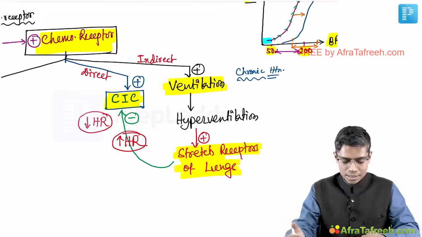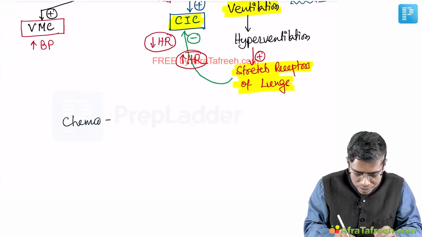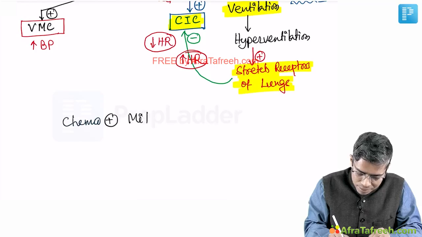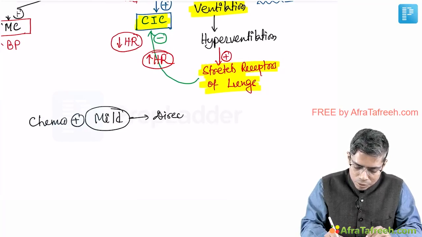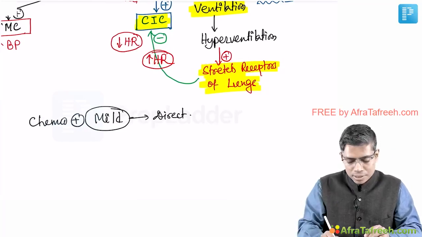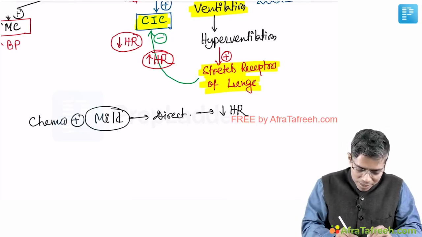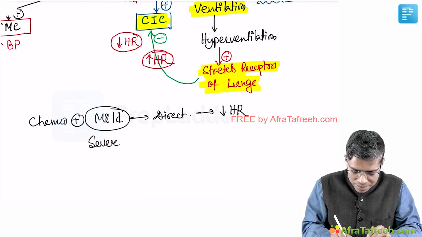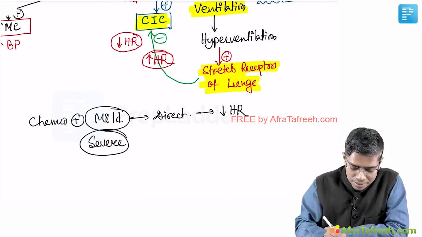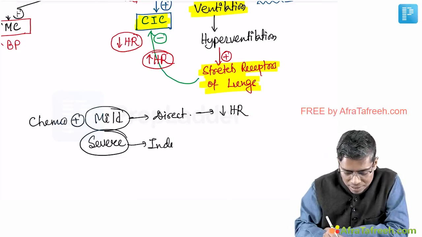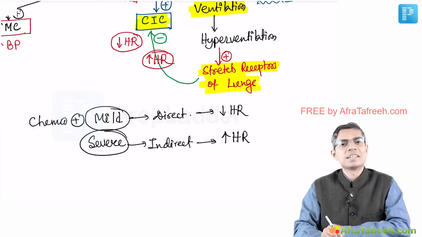So, which effect is the body going to choose? Bradycardia or tachycardia? To understand that, you have to remember that if the chemoreceptor stimulation is mild, suppose there is mild hypoxia, then the direct pathway is going to dominate over the indirect pathway. And what is the net result? The net result is bradycardia. But whenever the chemoreceptor is stimulated by severe hypoxia or acidosis, then the indirect pathway, meaning increased ventilation, will dominate, and indirect pathway means there will be tachycardia.